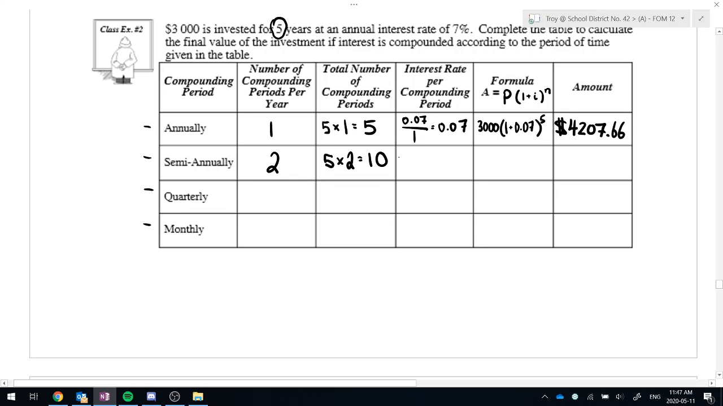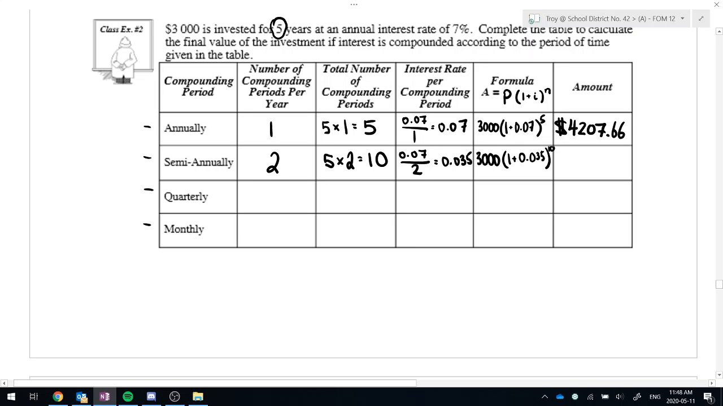And our I value here, again, we're going to start with 0.07, but we're going to divide it by 2. Right? Because we have to divide it by the total number of compounding periods. So now this one is the power of 10.